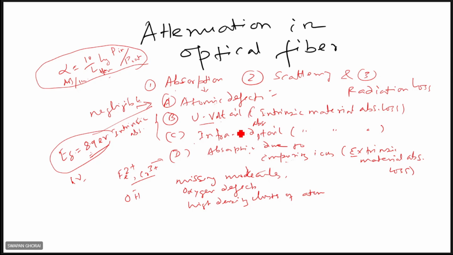The infrared tail occurs because of the molecular vibrations, and the peak occurs at 8 microns. In the case of UV tails, the peak occurs at an ultraviolet wavelength of around 0.14 micron. That depends on the band gap. So these are the causes for the ultraviolet absorption tails and the infrared absorption tails. I'm showing the curve; it will be clearer for this tail.